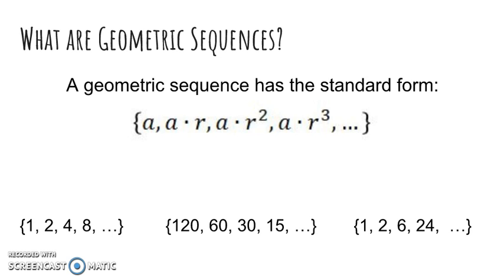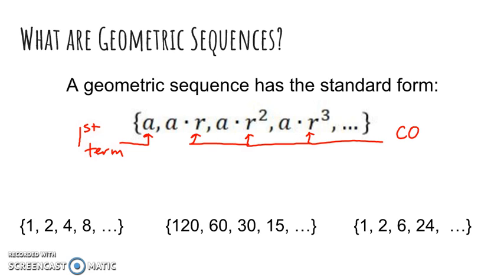So, starting out, a geometric sequence has the standard form of A, comma, A times R, comma, A times R squared, comma, A times R cubed. Okay? Now, this one's a little bit different than our arithmetic sequence. We still have our A value, which would be our first term. This time, though, we have an R value. What does our R stand for? Well, our R is our common ratio. Last time it was a common difference.